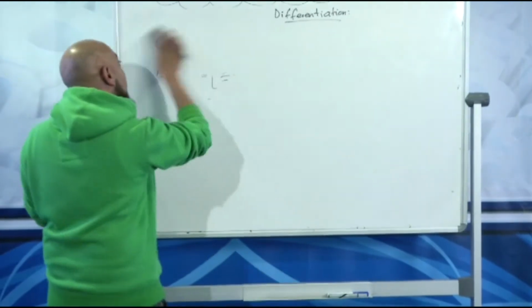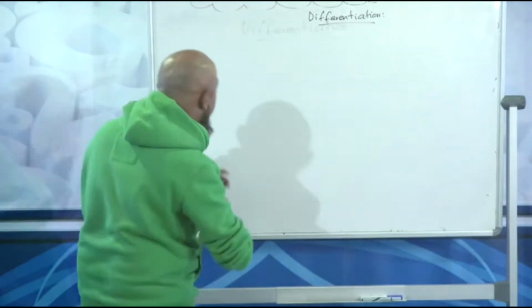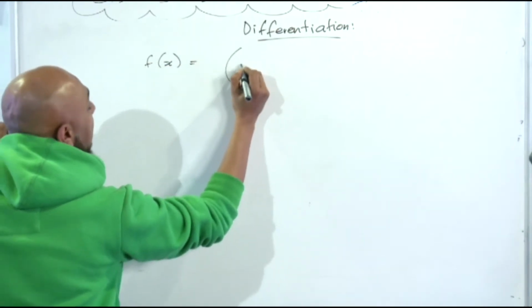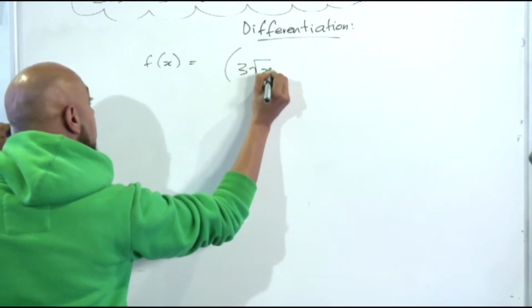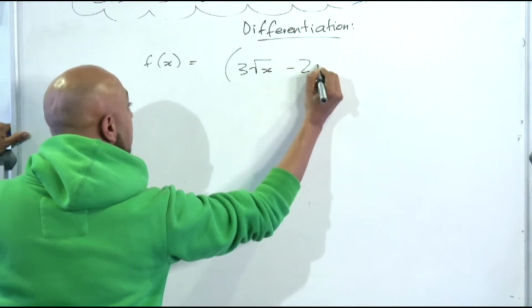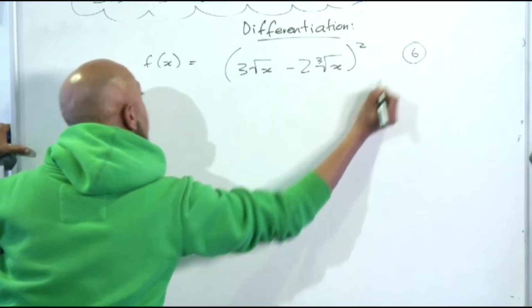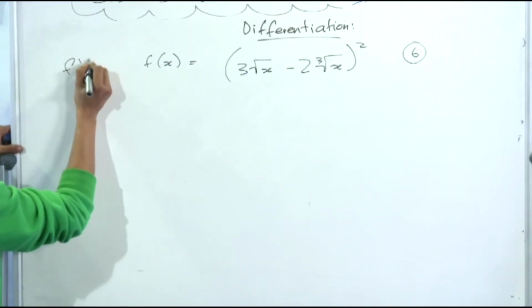Let's go into the last one, and we tell it to you. We say f of x is equal to, let's say, 3 times the square root of x minus 2 times the cube root of x, all squared. For 6 marks, find f dash x.